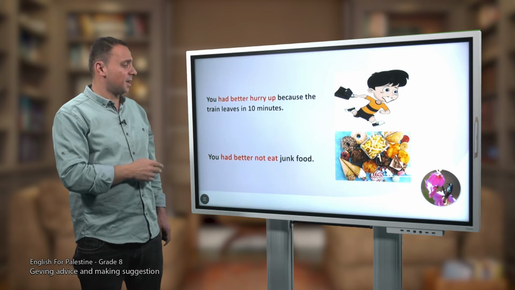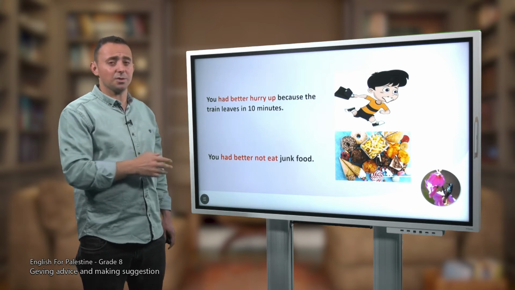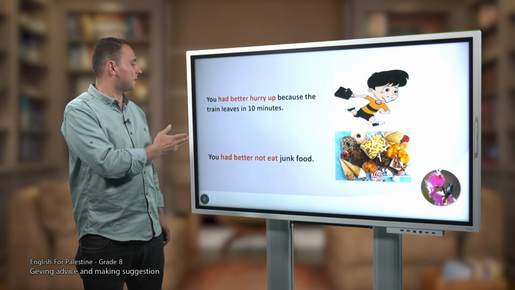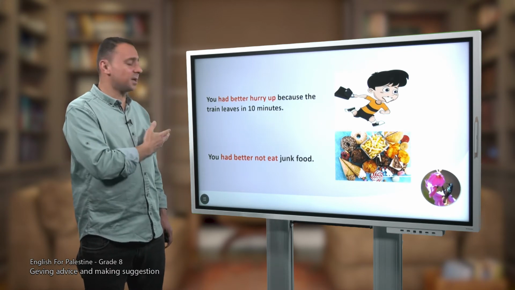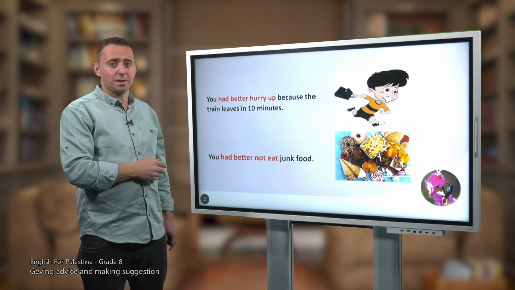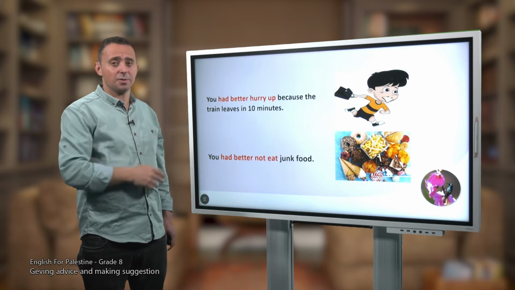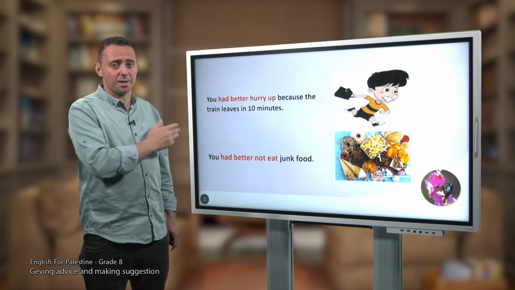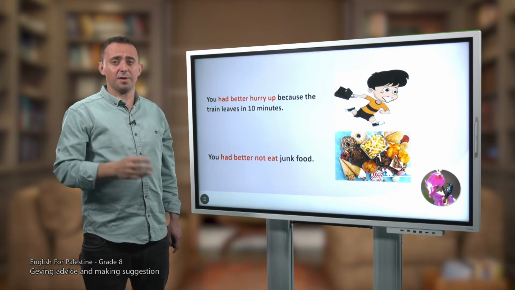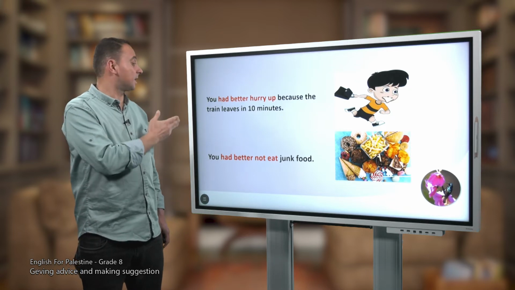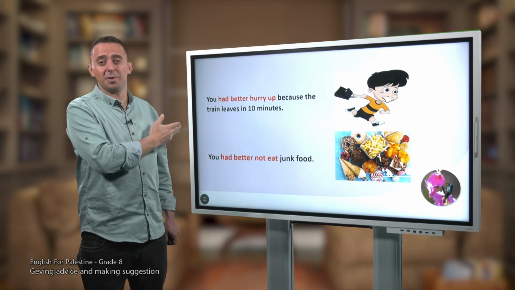What about the next example? Look at the picture. The speaker here is giving advice to the listener, and he says, you had better not eat junk food. What does the speaker use? He uses had better, and after had better, not, which is the negative form, and the infinitive form of the verb eat. So, when we want to give advice using the negative form, we use had better plus not, then the infinitive form of the verb.